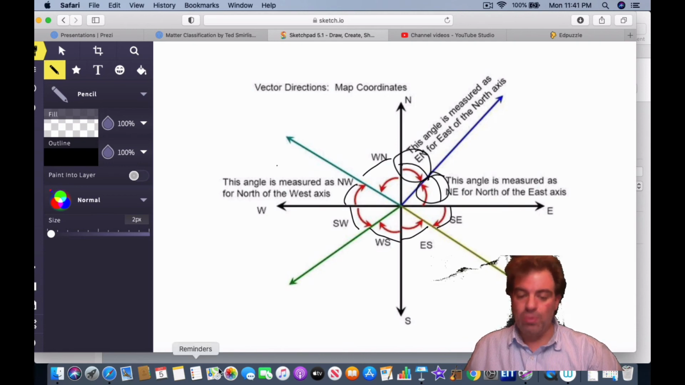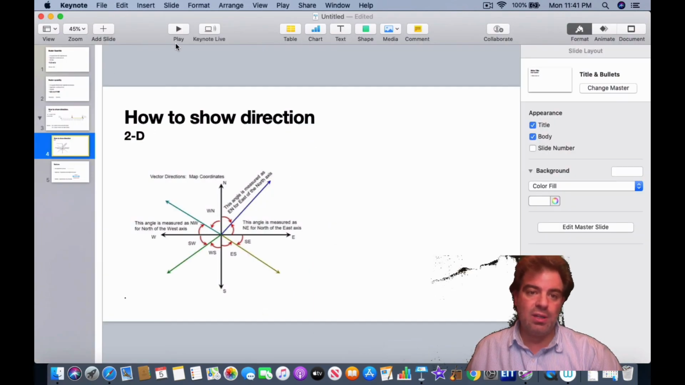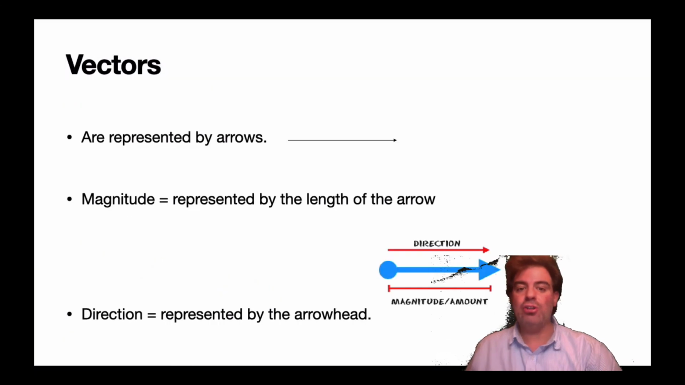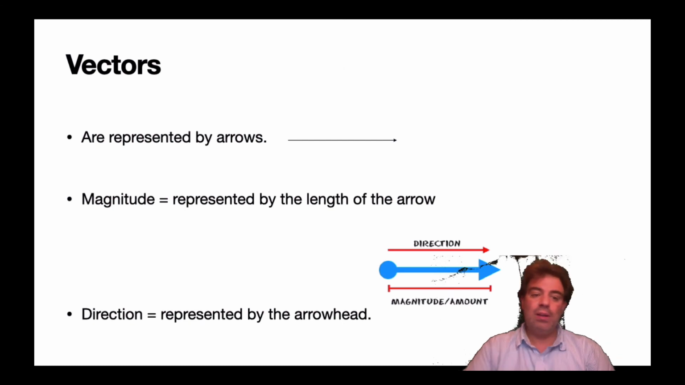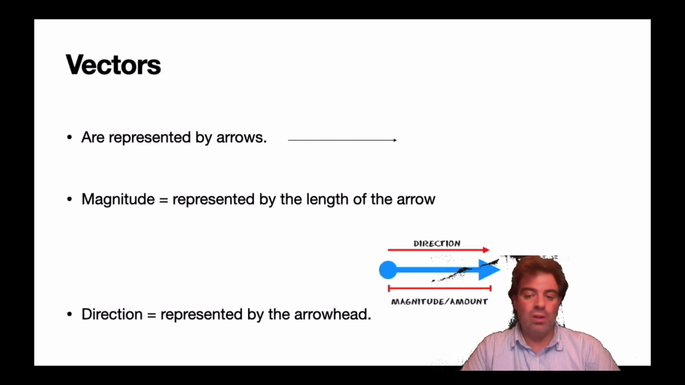Now, going back to our presentation, the last thing that we have to discuss is how to actually represent vectors. Vectors are represented by arrows, as you can see right there. The magnitude, which, as we already said, is the number and unit, is represented by the length of the arrow. So imagine we have two magnitudes, one is larger than the other, so the one that's longer represents the larger quantity. And direction is simply represented by the arrowhead.